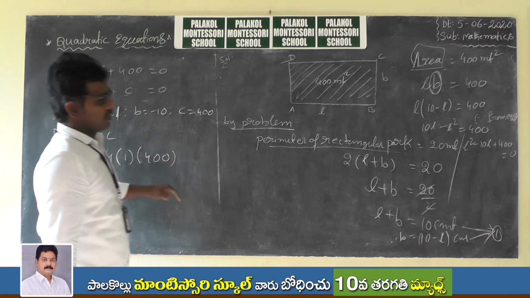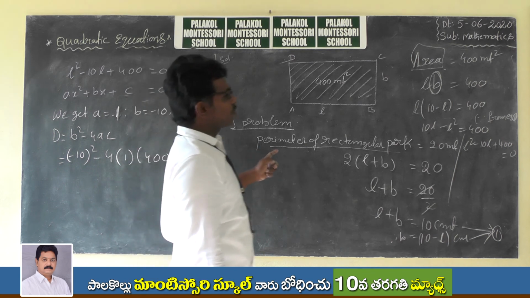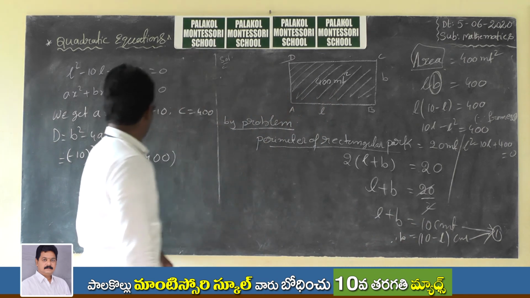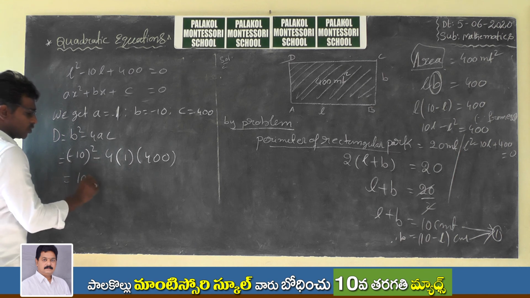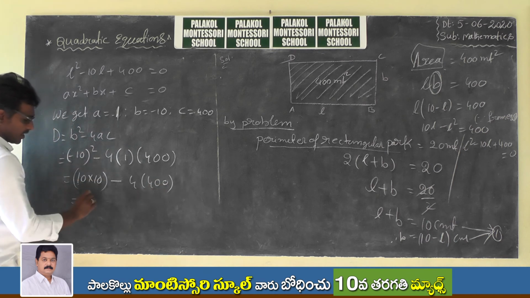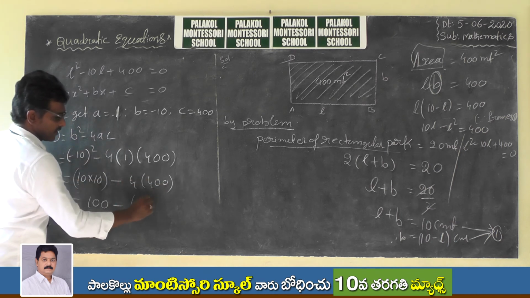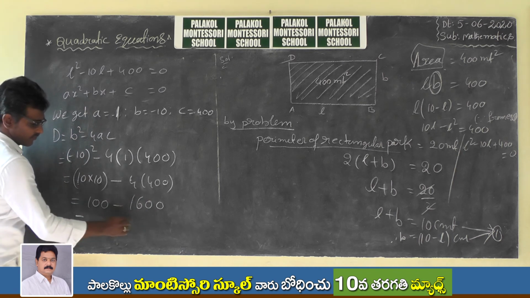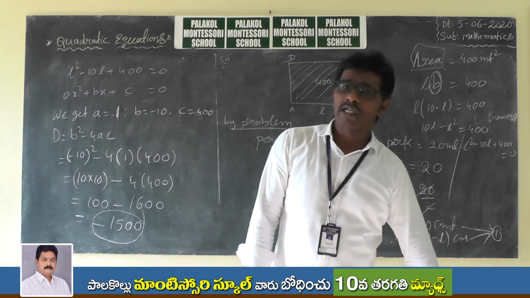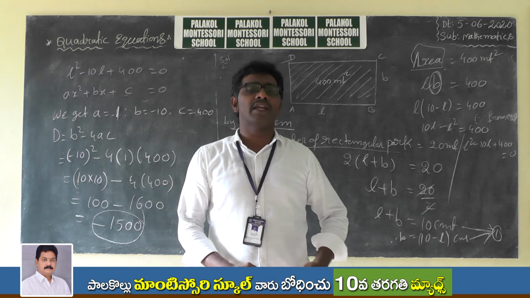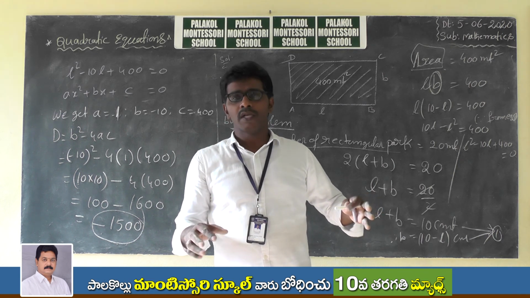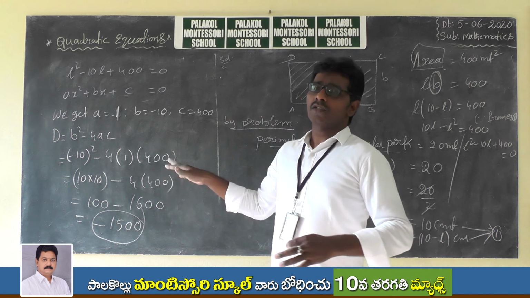Wait guys, the perimeter of the rectangle is 20 meters, so it cancels to 10. Right. See, this is 10 into 10 minus 4 into 400. So it is 100 minus 1600, which is minus 1500. The discriminant is a negative number in this situation, so it does not give real roots. It does not form a rectangle. So according to the question, it is not possible.